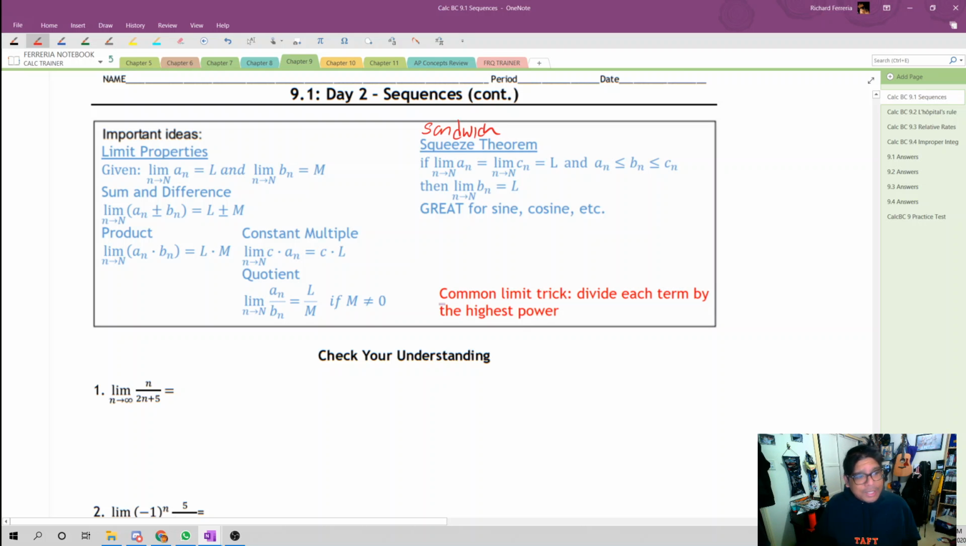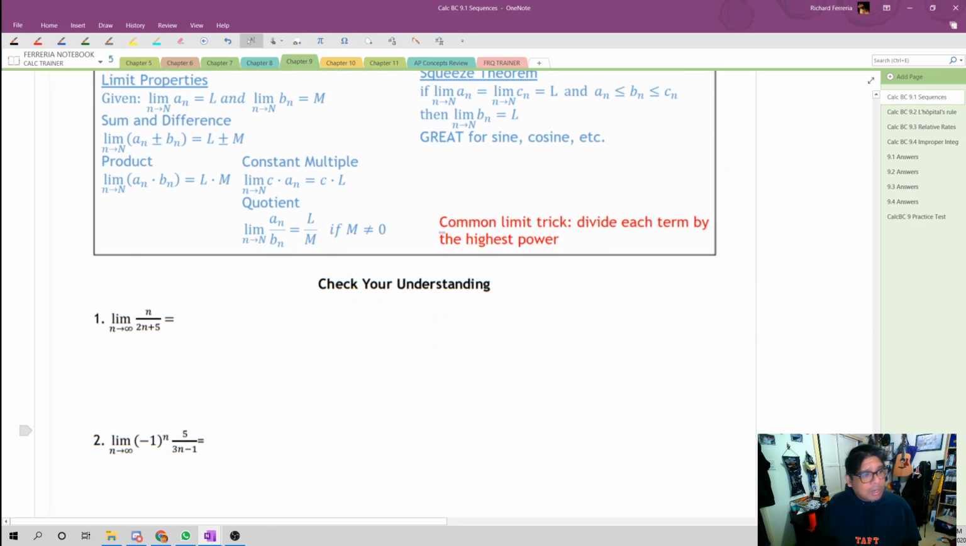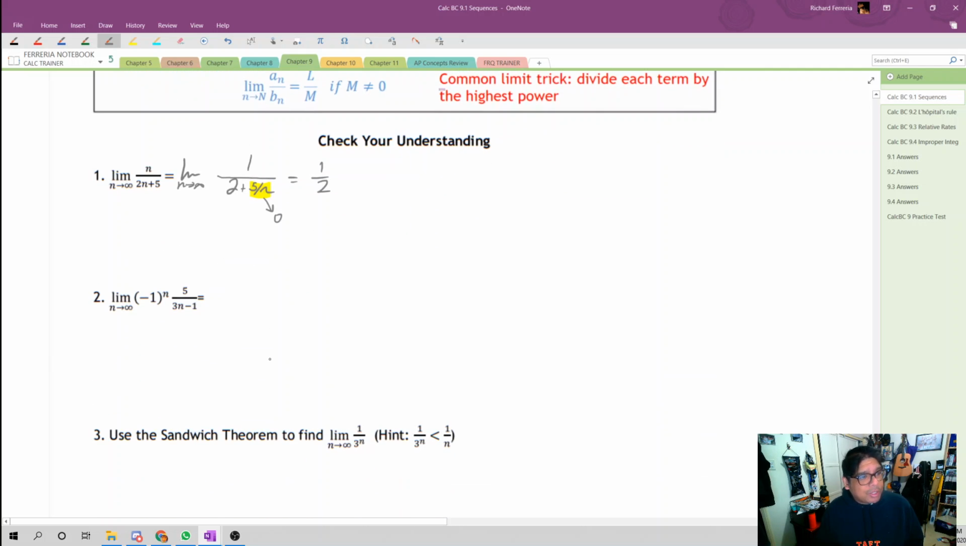So let's check our understanding. We're going to go with number 1, this limit of n over 2n plus 5. It looks like the highest power here is n to the first power. So let's divide everything by n. We get the limit of 1 over 2 plus 5 over n, which is equal to 1/2, since 5 over n is going to go to 0. All right, that's great.